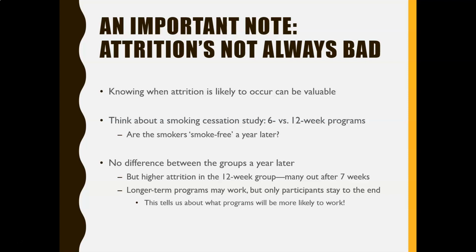So this can tell me a couple of different things. It can tell me that longer programs can work, but only if participants stay to the end. And maybe it tells me that if most of my participants are dropping out after 7 weeks, and there's no difference between my groups, that a 6-week program is probably going to be more effective. So it tells us about what programs will be more likely to work for us. So this can be very valuable.